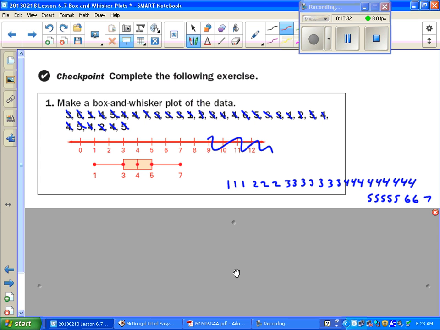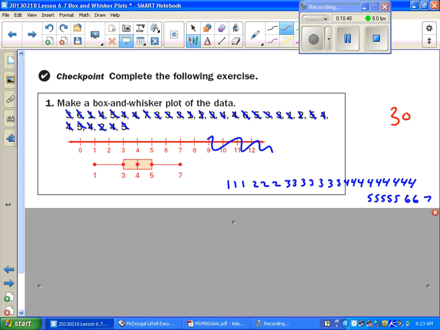As we count these, we have 1, 2, 3, 4, 5, 6, 7, 8, 9, 10, 11, 12, 13, 14, 15, 16, 17, 18, 19, 20, 1, 2, 3, 4, 5, 6, 7, 8, 9. There are 30 values up there. That's how many I counted, 30.